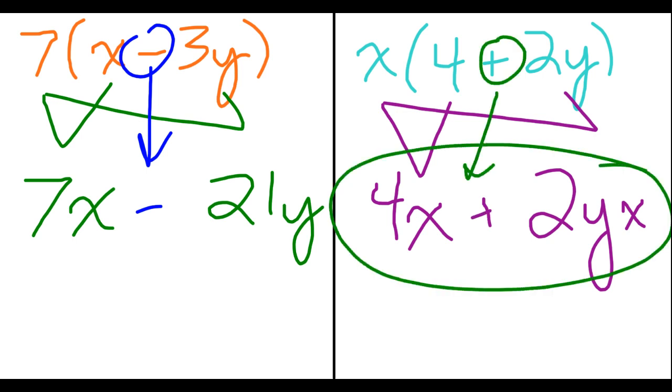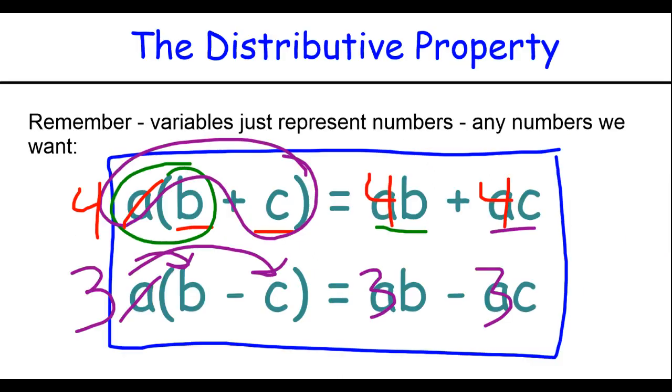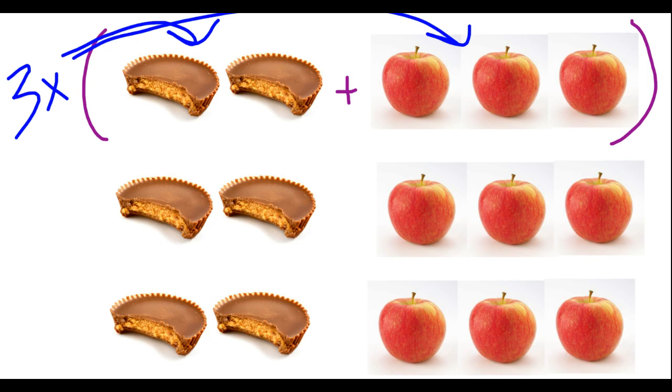So again, the distributive property just allows us to create copies of an expression in parentheses, whatever it's being multiplied by. Every piece of that term, of that expression, gets multiplied by that first number, or divided if we happen to have division, just like if we're making copies of peanut butter cups and apples.